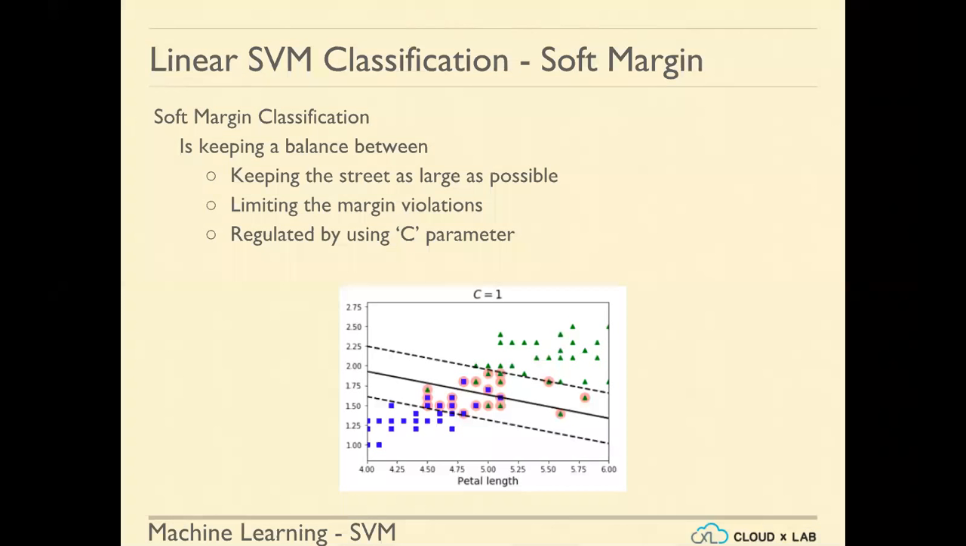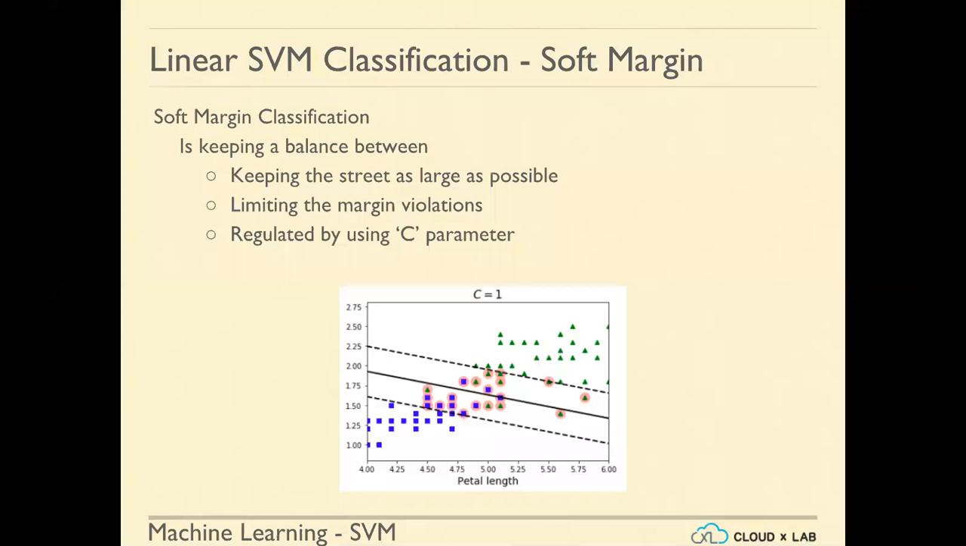C is that regulatory parameter. If C is higher, the street is going to be narrow, and if C is smaller, the street is going to be wider. So more violation, wider street, while the model is generally generalizing better if the street is larger. If the street is narrower, the model may not perform great, but the total number of violations will be lesser.